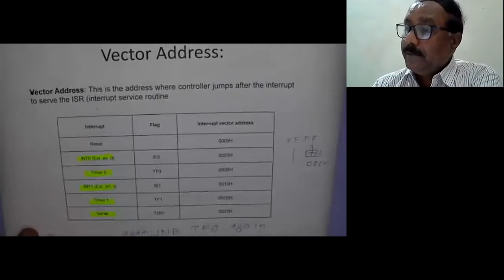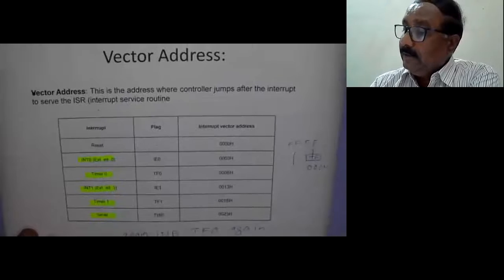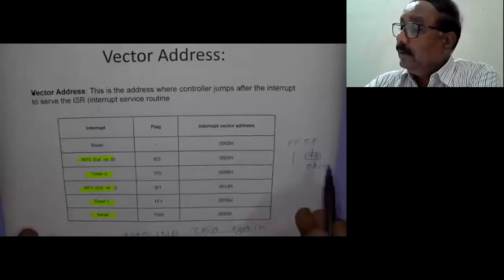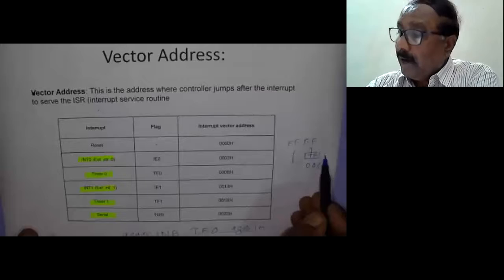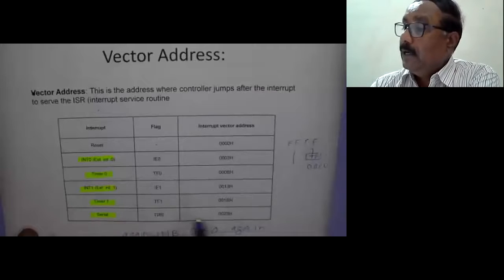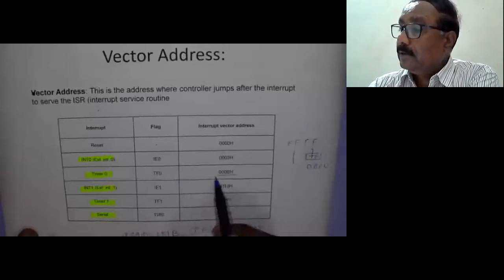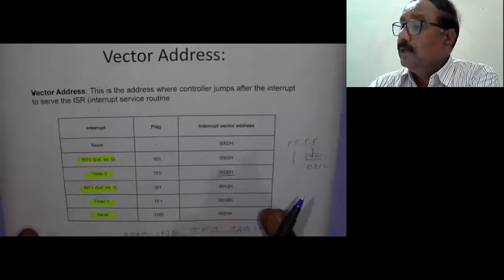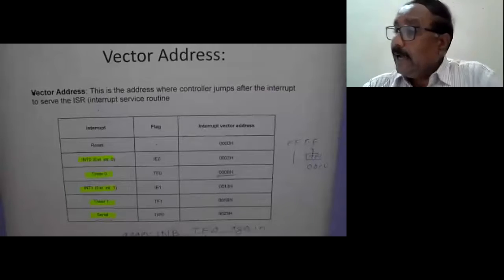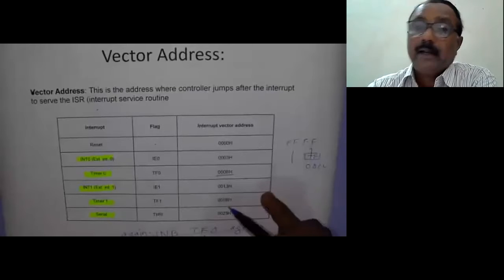But if you are using interrupts, this type of instruction is not required. When the TF flag becomes high, the microcontroller will automatically be interrupted and it will go to the instruction address 000B. So what are these addresses? Let us see what these addresses are. These addresses are known as vector addresses.